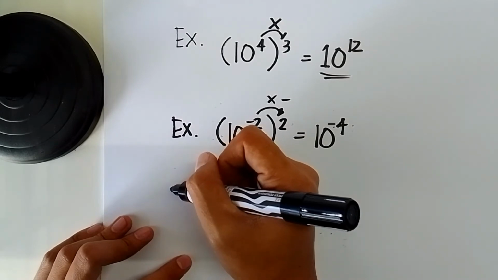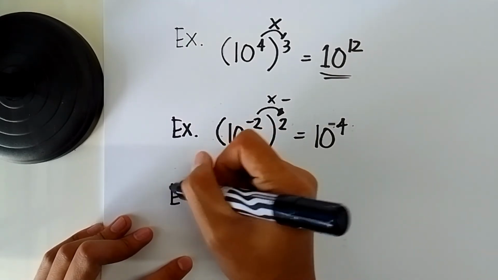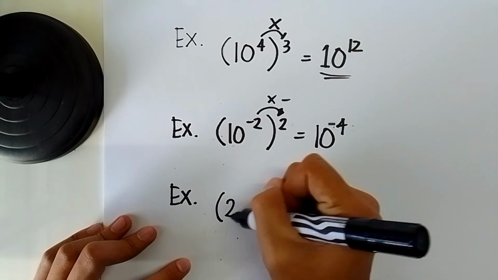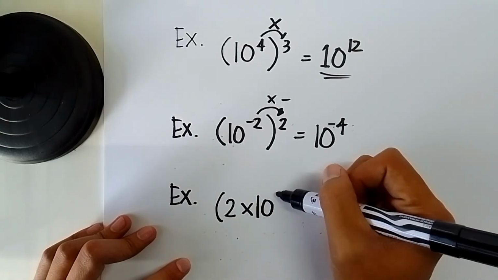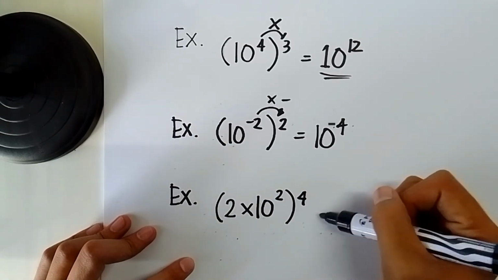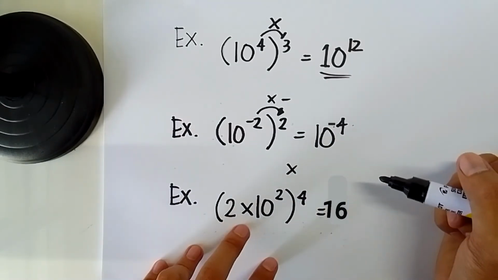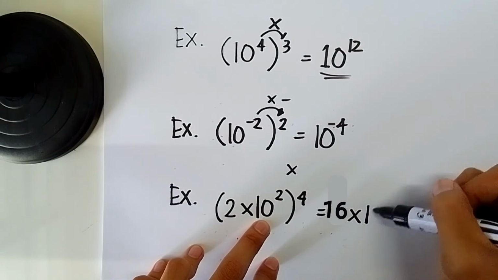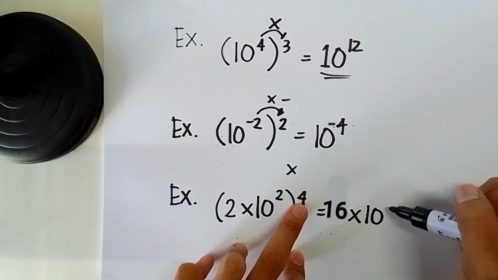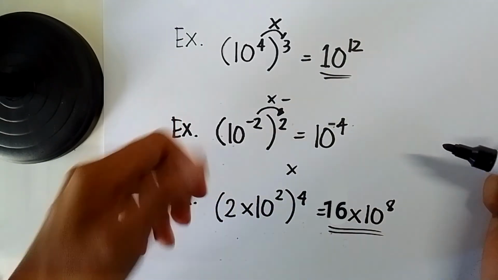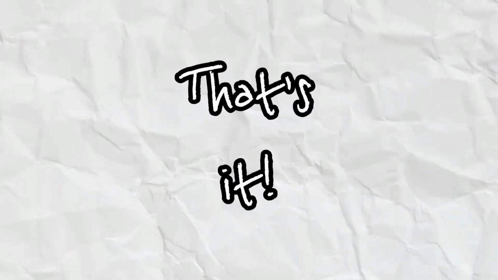If a scientific notation is raised to a power, multiply the integer based on the exponent. For an example, 2 times 10 raised to the power of 2, all raised to the power of 4. So 2 raised to the power of 4, that's 16. Copy times 10, and multiply both exponents. So 2 times 4 equals 8. 16 times 10 raised to the power of 8. That's it.